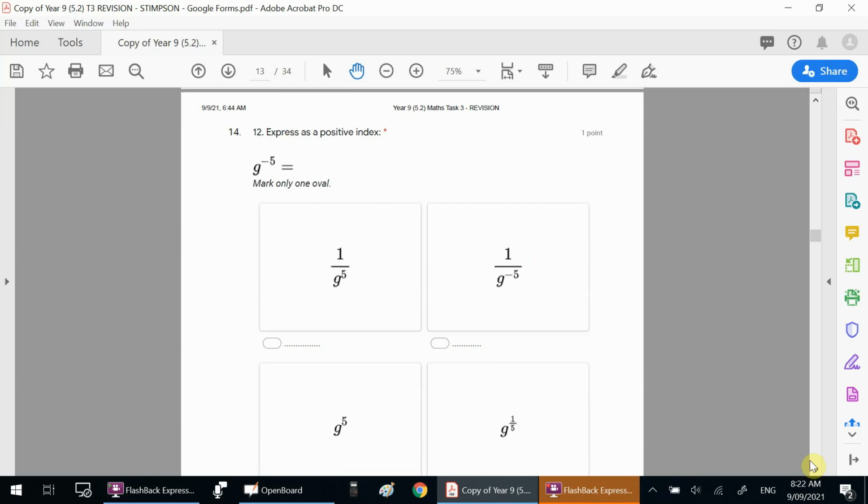G to the minus 5, express with a positive index. So when we've got negative indices, we immediately make it the inverse, which means it's 1 over G. And then once you do that, the power becomes positive. So that equals that. There it is, right there. So remember, negative indices, if you're asked to do positive index for that, make it 1 over G to the power of 5.